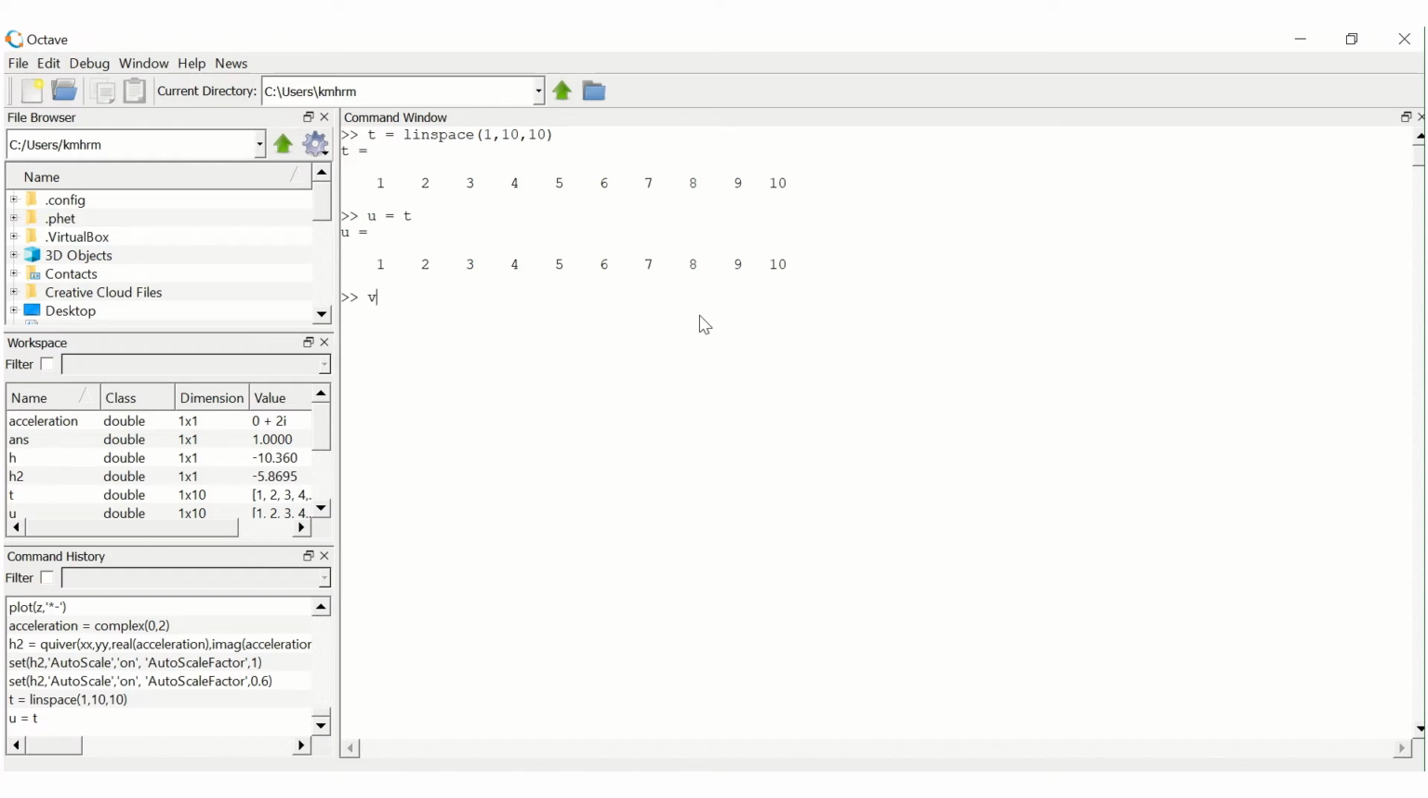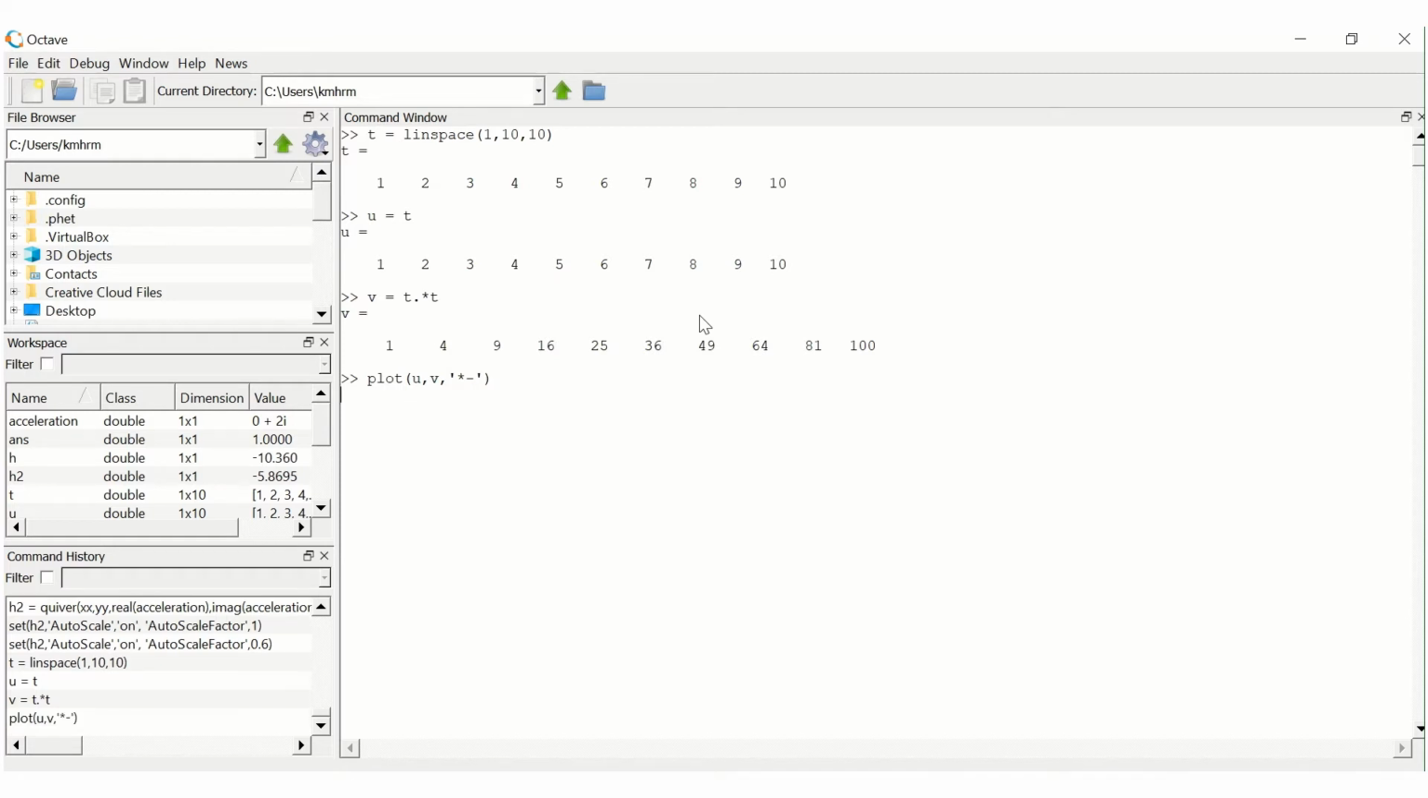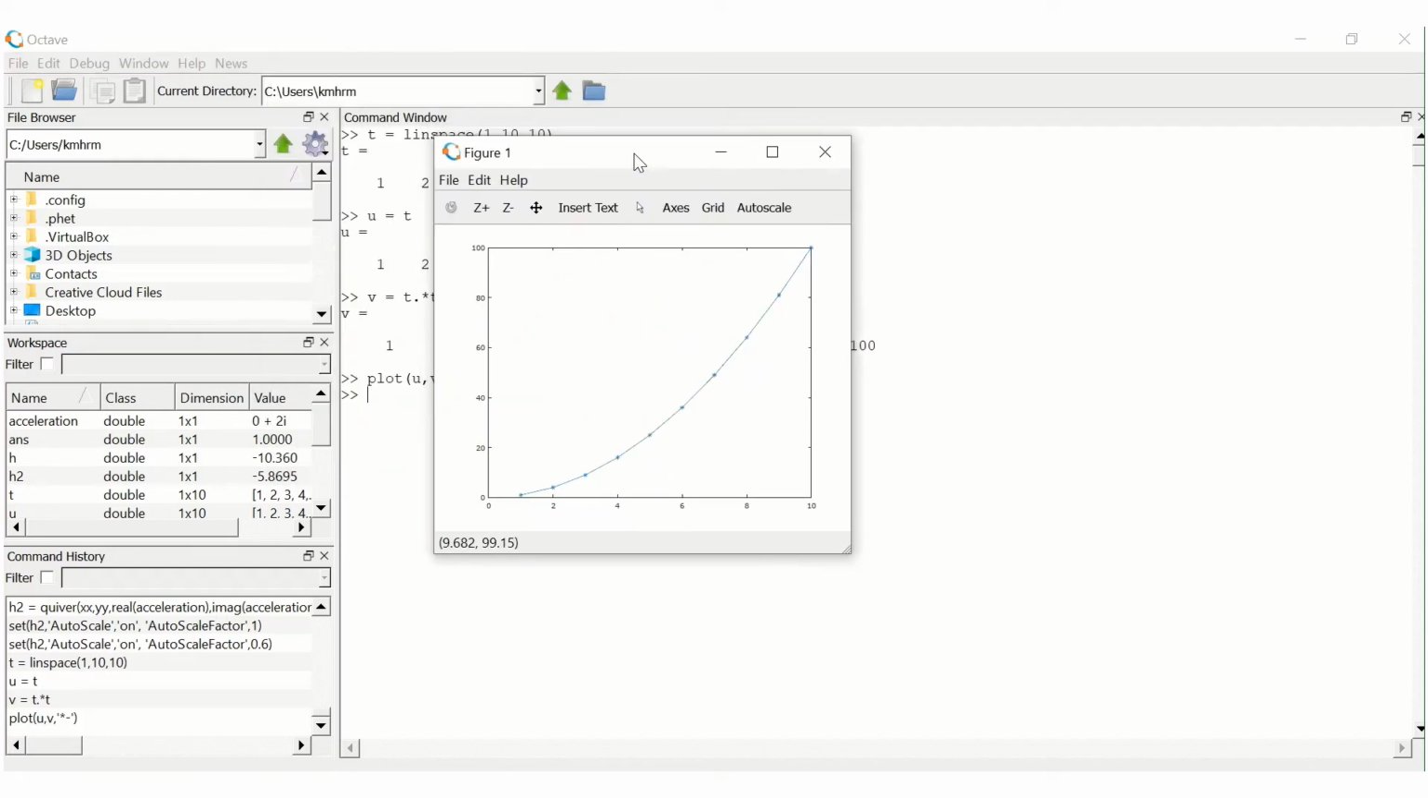And then we have the j component, which is v. Now v is equal to t squared. So this is going to be t dot times t. So now you have these two sets of data, and you want to plot them. So as usual, we are going to plot them using u, v, and we shall put the points in stars, and we put a line in between to connect them. And now this is the line that you managed to plot.